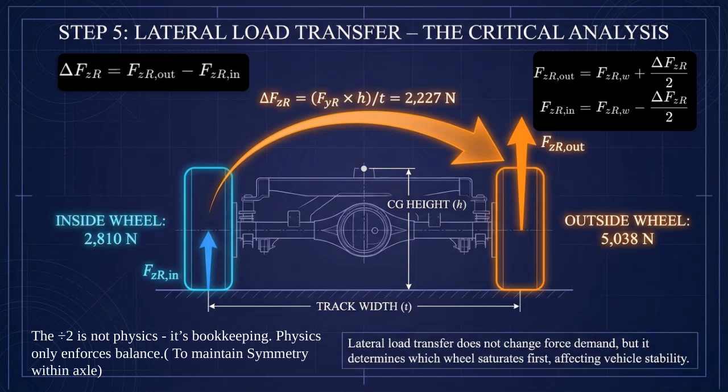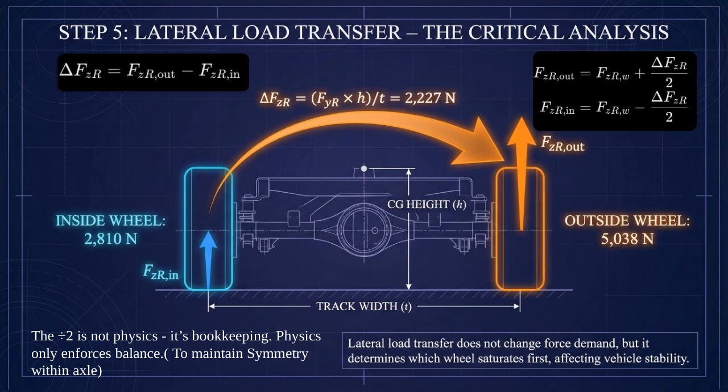Let us calculate the lateral load transfer at the rear axle, which is the most important step in wheel level force analysis. Lateral load transfer is found by saying rear lateral force multiplied by center of gravity height divided by track width. Substituting the values gives a rear axle load transfer of 2,227 newtons. This load moves from the inside rear wheel to the outside rear wheel.